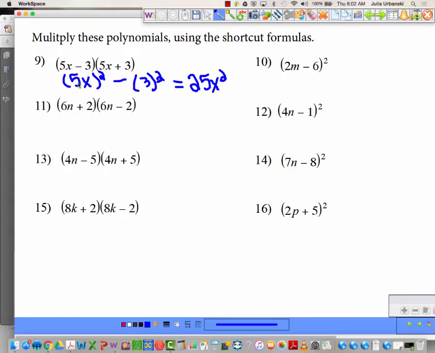25x squared: 5 squared and x squared. And then you do the minus sign, and then you do 3 squared. And it just comes out like that every time when it's positive and negative, but everything else matched.